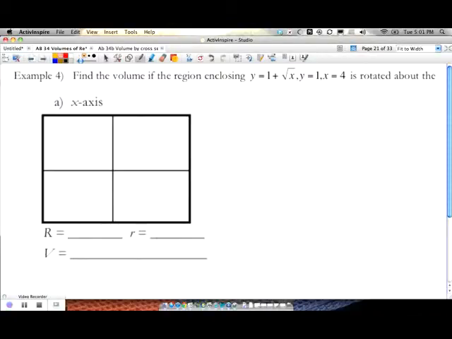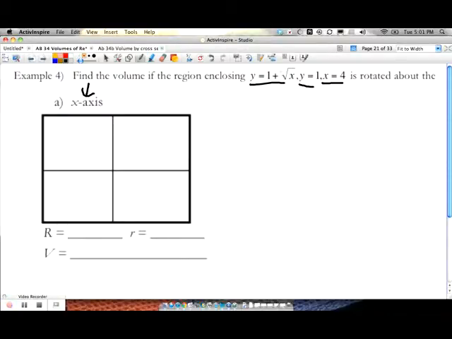Another video, another example. Let's go ahead and jump right into it. Here's our function: y equals 1 plus the square root of x, y equals 1, and x equals 4. We're going to be rotating around the x-axis to start. Let's get a visual reference of really what this looks like.